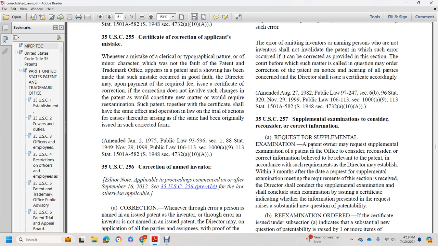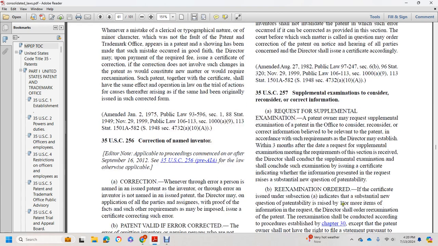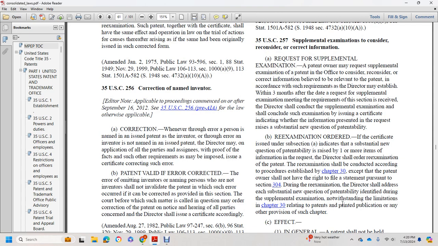If received, the Director shall conduct the supplemental examination and shall conclude the examination by issuing a certificate indicating whether the information presented in the request raises a substantial new question of patentability. If it does, a reexamination order shall issue. The certificate in subsection A indicates a substantial new question of patentability raised by one or more items of information in the request, and the Director shall order reexamination of the patent.